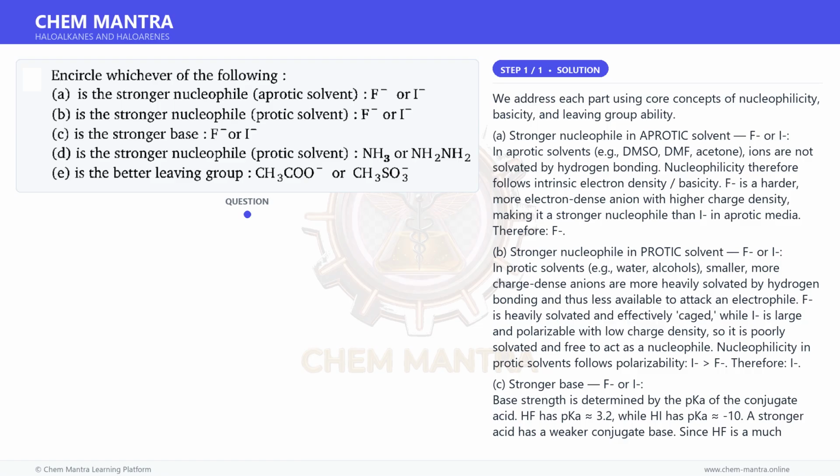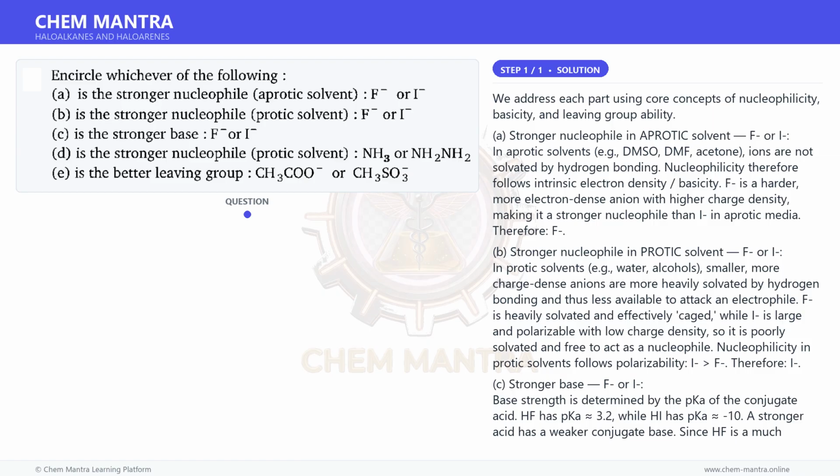A. Stronger nucleophile in aprotic solvent, F⁻ or I⁻. In aprotic solvents, for example DMSO, DMF, acetone, ions are not solvated by hydrogen bonding. Nucleophilicity therefore follows intrinsic electron density and basicity. F⁻ is a harder, more electron-dense anion with higher charge density, making it a stronger nucleophile than I⁻ in aprotic media. Therefore, F⁻.